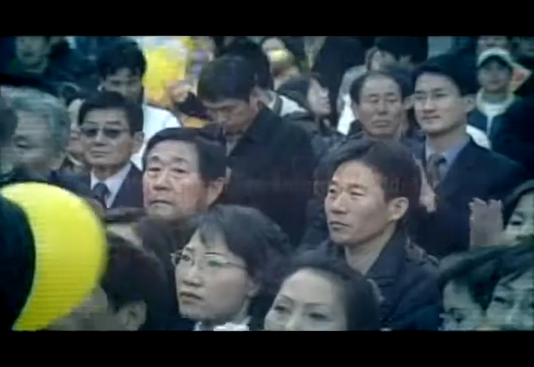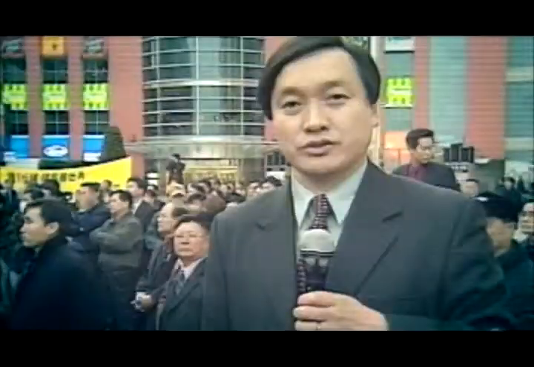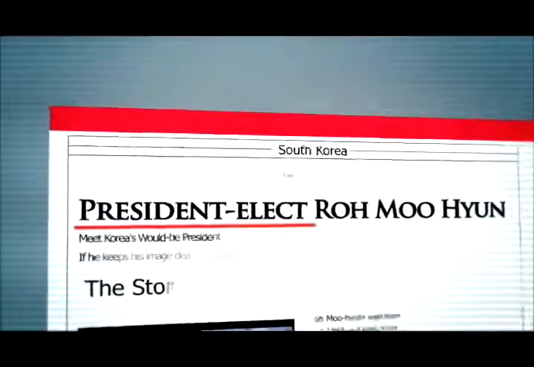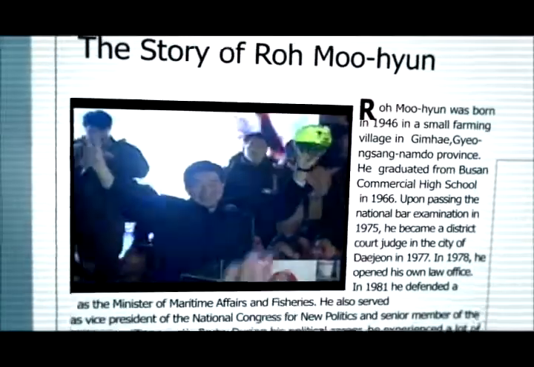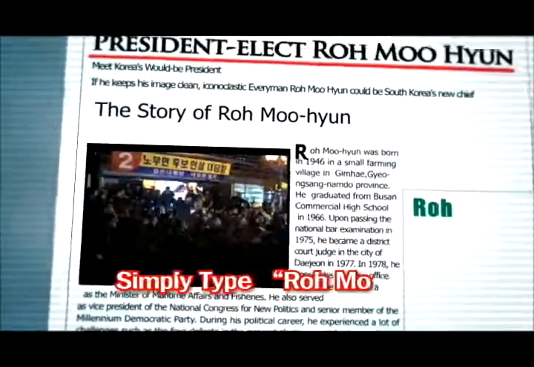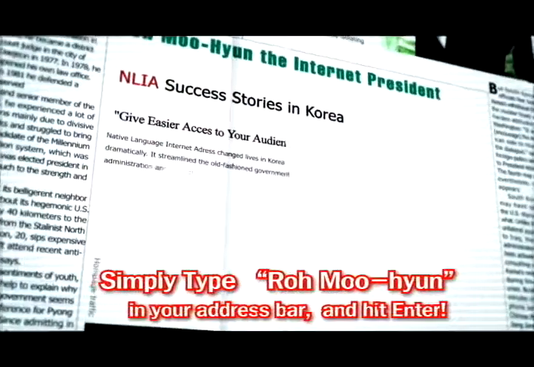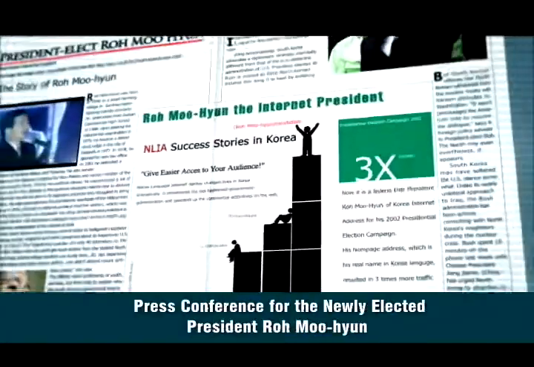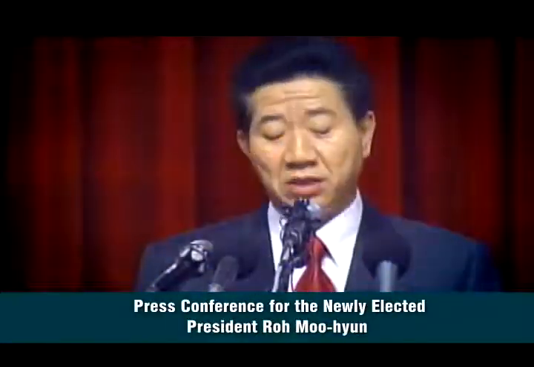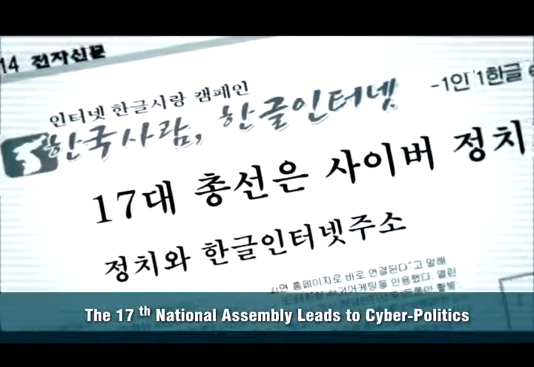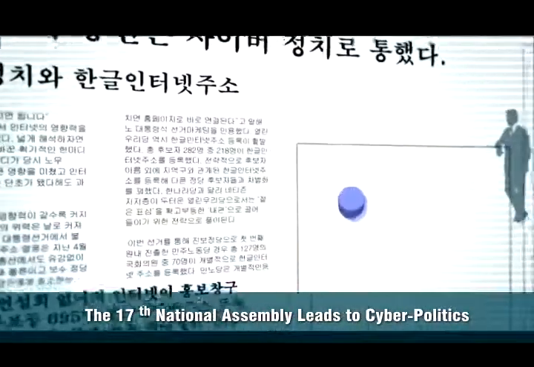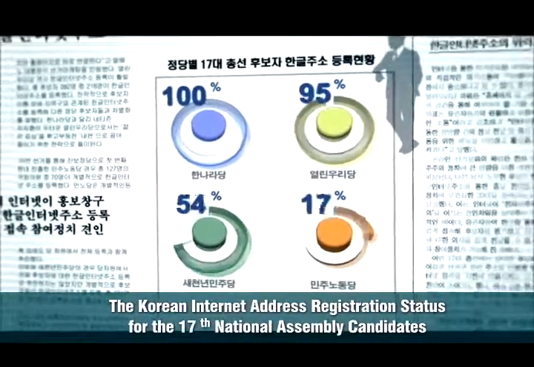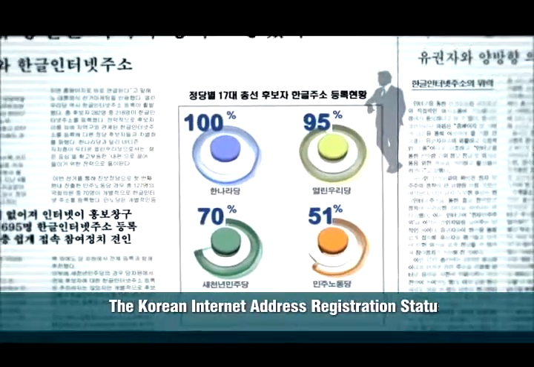Korea's 16th presidential election is a remarkable example of where the strength of native language Internet address can be found. President Roh Moo-hyun, who was the heavy underdog even in his own party, used the slogan "Type Roh Moo-hyun" in the address bar and hit enter throughout his campaign. As a result, his website received 3 times as many visits as the opposing candidate, giving him the dramatic come-from-behind victory, despite numerous expert forecasts. The success of Roh Moo-hyun's campaign resulted in the creation of campaign websites using native language Internet addresses for more than 90% of the National Assembly candidates up for the election 2 years later.